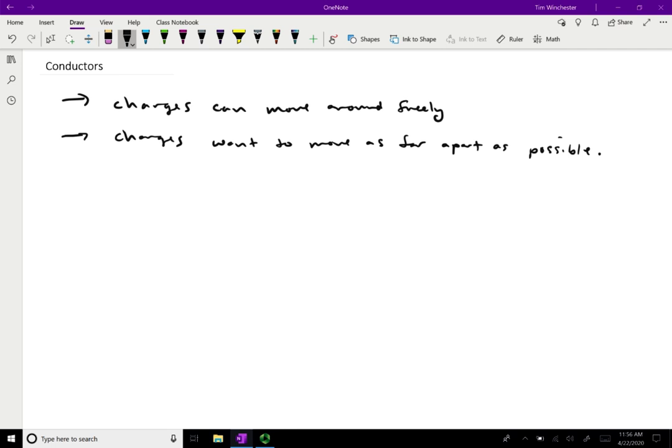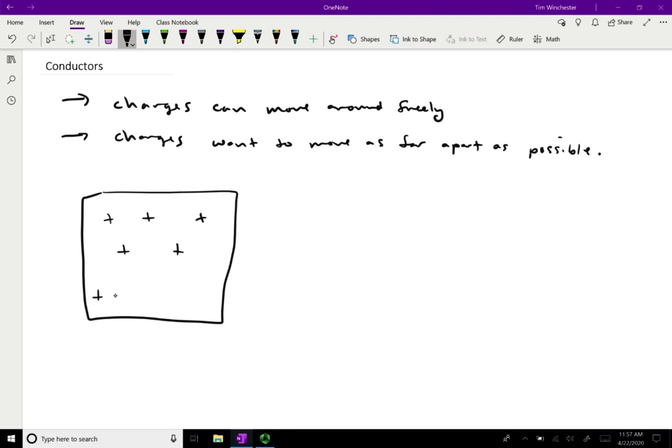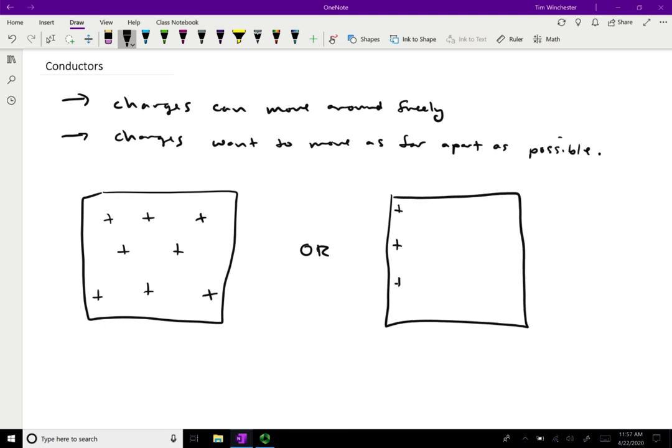All right, so that leads to two possible kinds of behaviors that you might expect for a conductor with some excess charge on it. So one is, let's say we have a conductor like this. Maybe the charges will spread out as evenly as they possibly can through the whole amount of material so that the average distance between them is as big as it can possibly be. Or maybe what happens is the charges are going to just keep moving as far away as they can, and they will all end up on the outer surface.